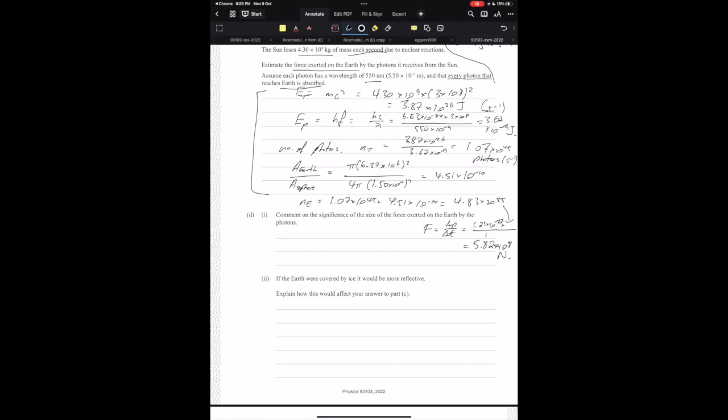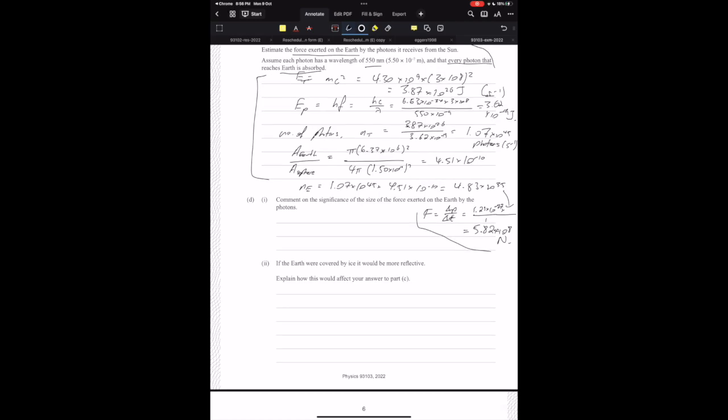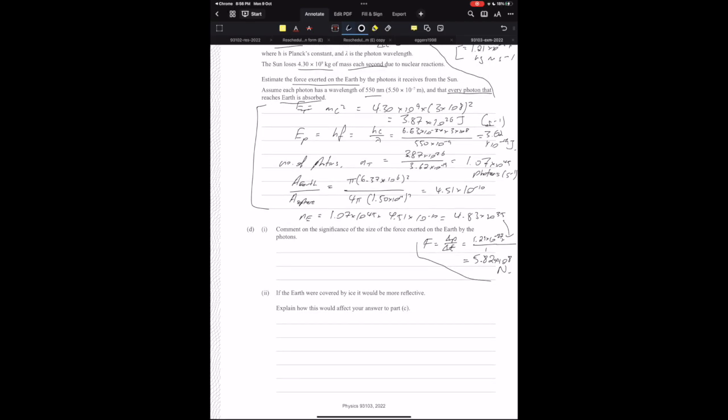So part D of question 1, part I of D of question 1: comment on the significance of the size of the force exerted on the Earth by the photons. This is one of those questions of physical reasoning, just to see whether or not you have the common sense to see if these numbers that you get are correct. So we have a force of 5.82 times 10 to the 8 newtons as we just calculated, but is that significant when it's exerted on the Earth?